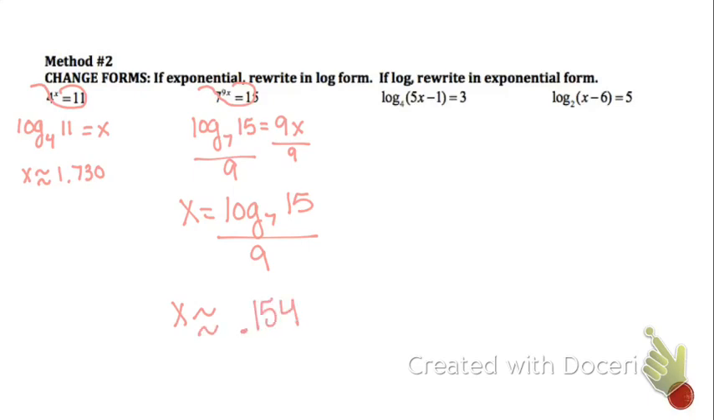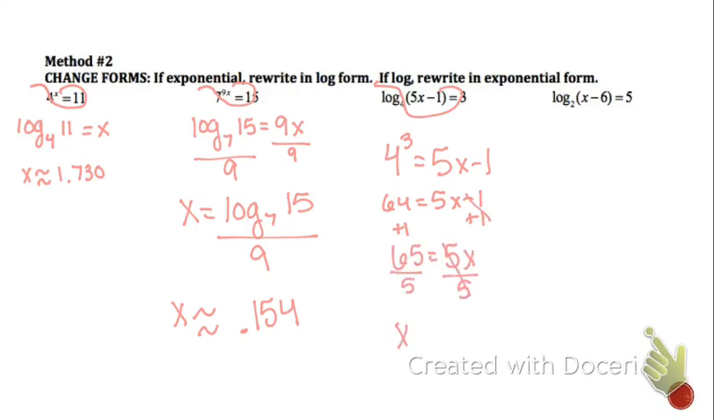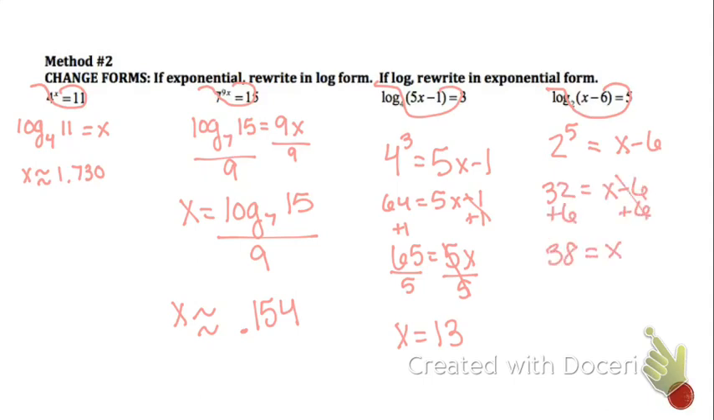So all I'm doing is solving for x for all of these. Okay? This next one, I'm going to rewrite it in exponential form and then solve for x. So I'm going to get x by itself. And for the third one, I'll find that x equals 13. All right, and the log right again, I get 2 to the 5th equals the entire value, which is x minus 6. And then I'm solving for x. And I'll get 38 equals x.